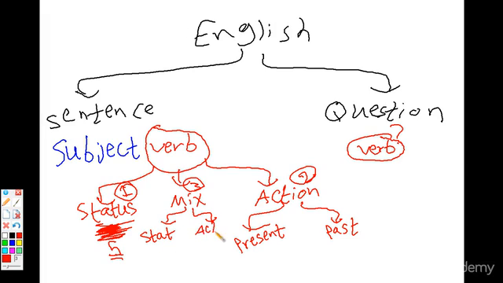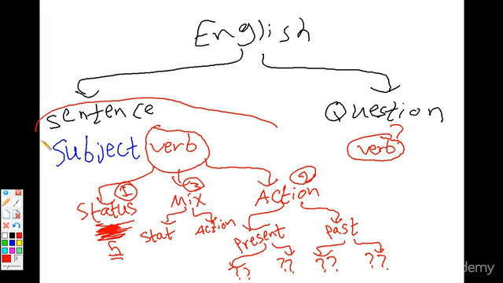The present has two types. We're going to talk about them later. The past also has two types. We're going to talk about them later. So we're going to talk about this part of the chart that we have.